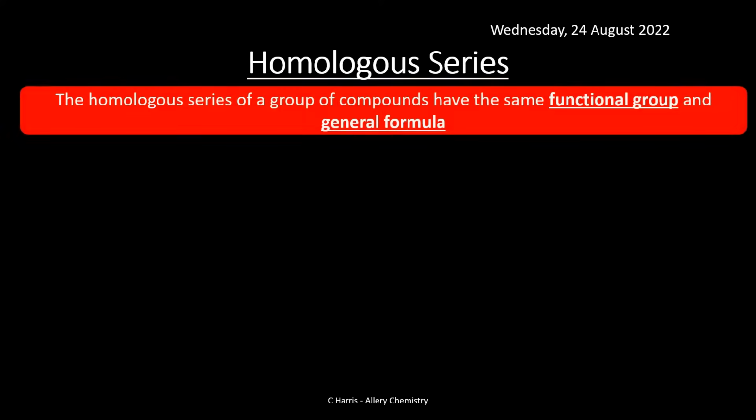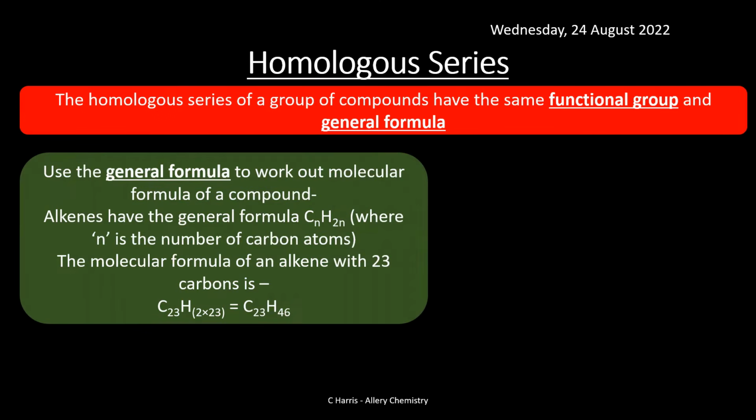Now what we're going to look at is something called a homologous series. So this is kind of like the family of different compounds. A homologous series is a group of compounds that have the same functional group and the same general formula. Okay, so let's have a look. You've got a general formula. We can use the general formula to work out the molecular formula of a compound.